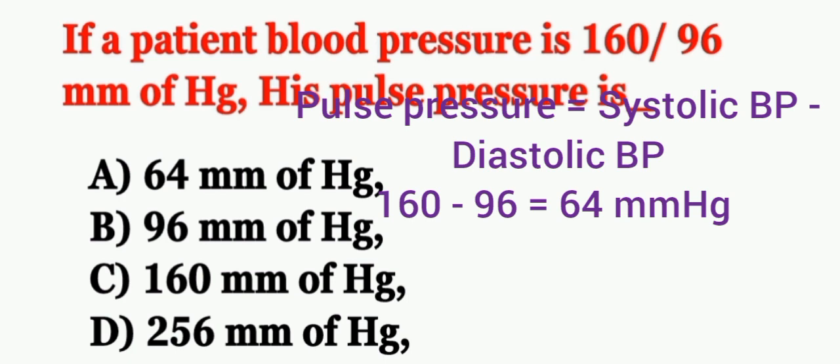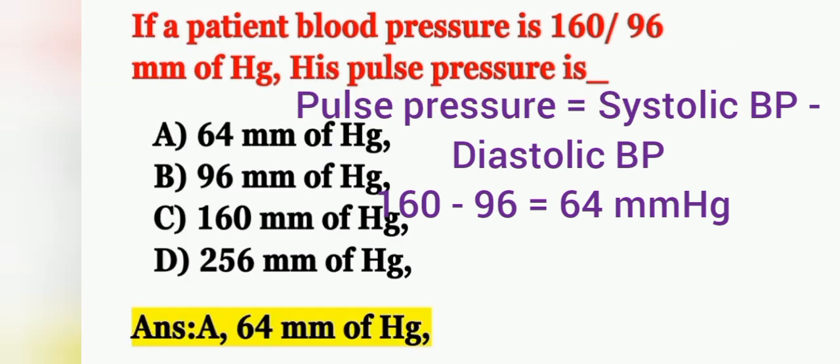Pulse pressure is equal to systolic BP minus diastolic BP. Here systolic BP is 160, diastolic BP is 96. So difference between systolic BP and diastolic BP it is 64 mmHg. So the correct answer option A.